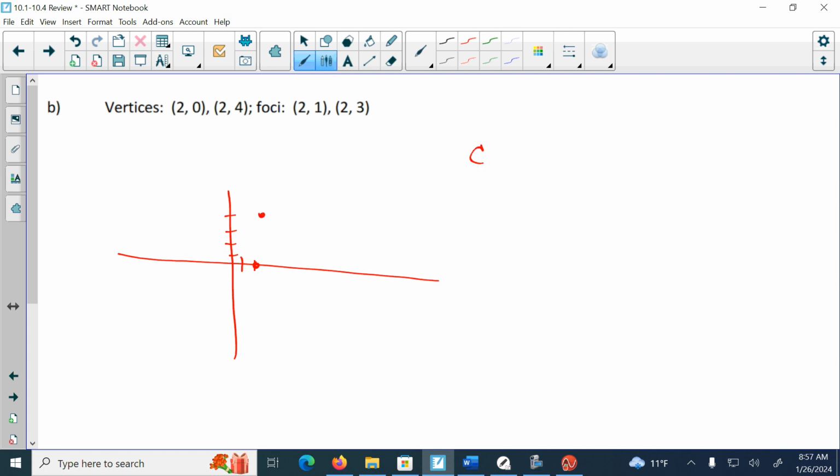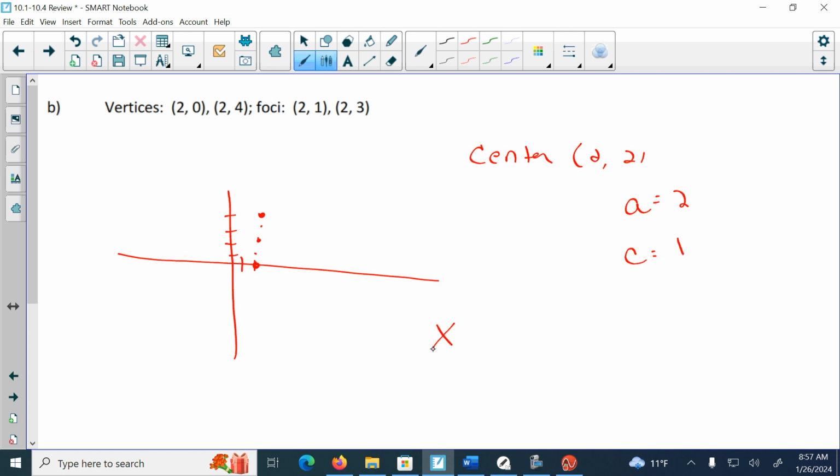So I know my center has to be halfway between those. So the x coordinate is going to be 2, and halfway between 0 and 4 is 2. So my center is 2, 2. If my center is 2, 2, that means the a, the distance from my vertex to my center, is also 2. My foci are 2, 1 and 2, 3. So my c is the distance between my center and my foci, so that's 1.